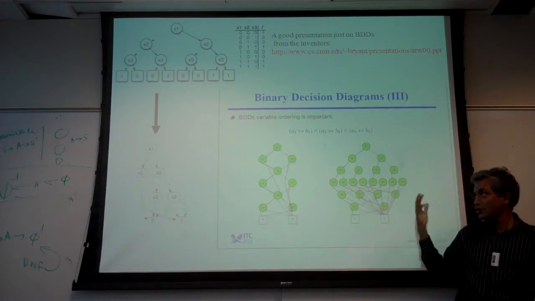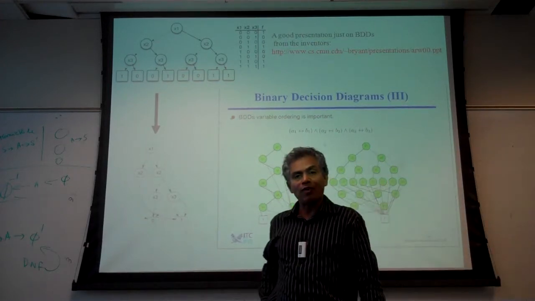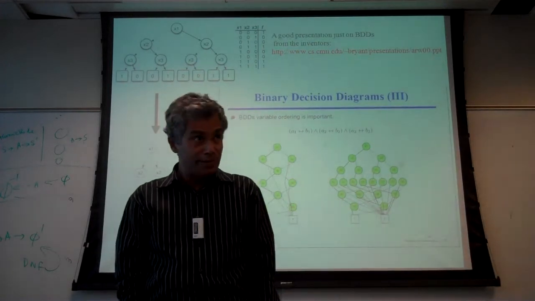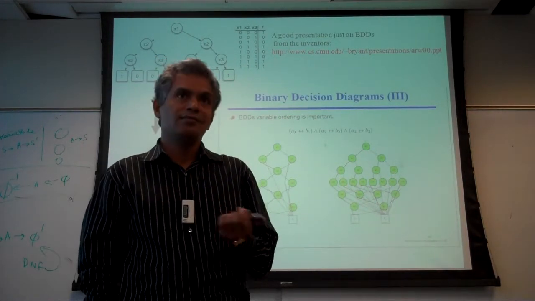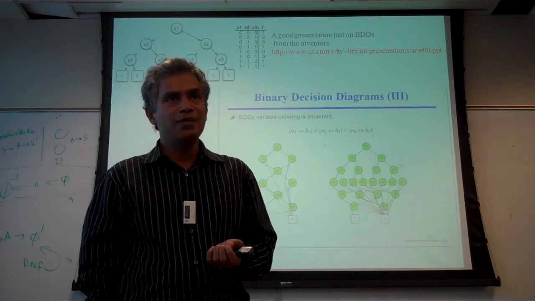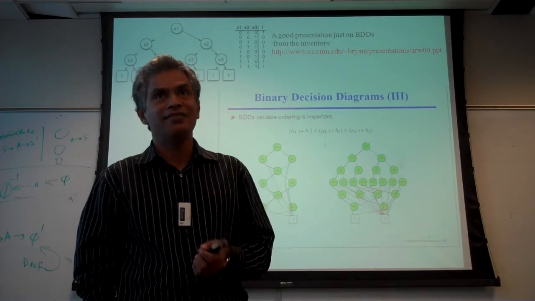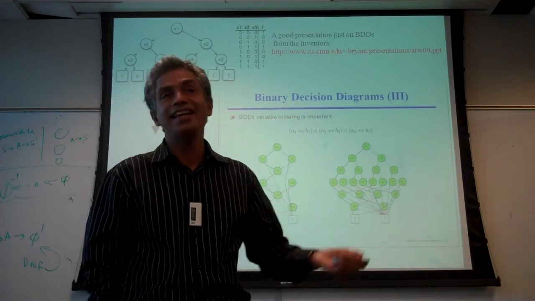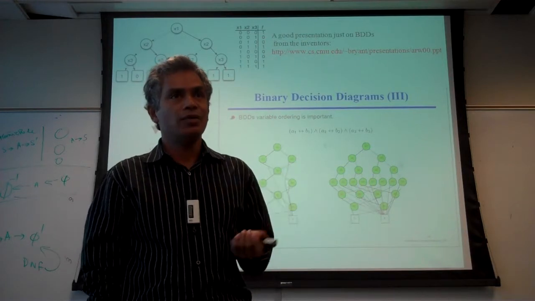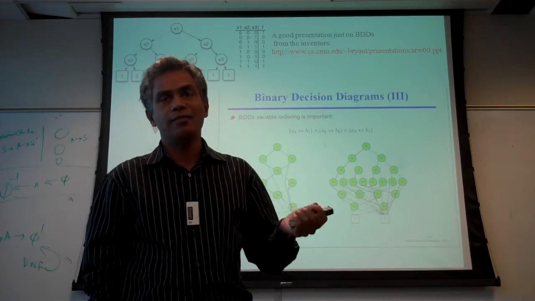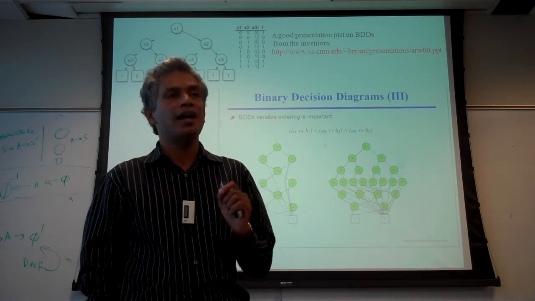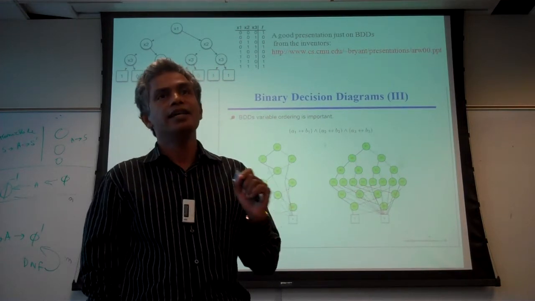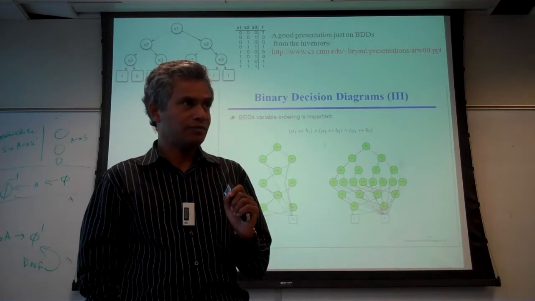The interesting question, of course, is there a way of coming up with an ordering of variables such that the BDD will be the smallest? What do you think? Obviously, if there is some polynomial way of doing that, then we would have found a backdoor into the complexity. So once again, finding the optimal ordering of variables is computationally hard.